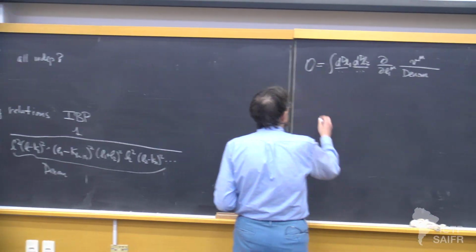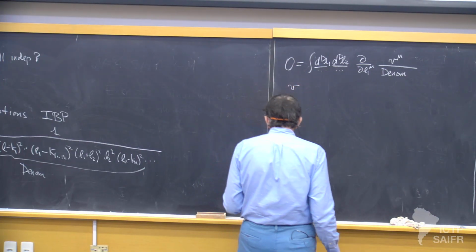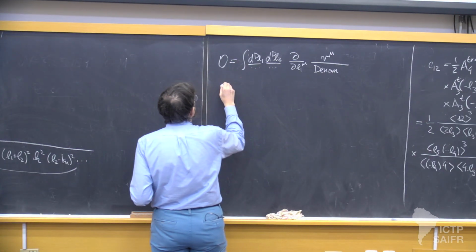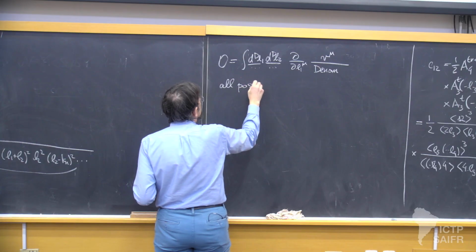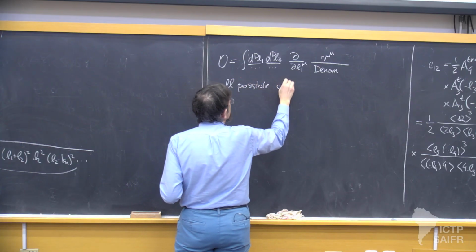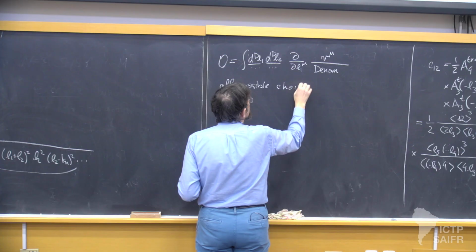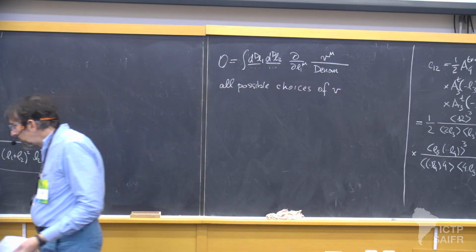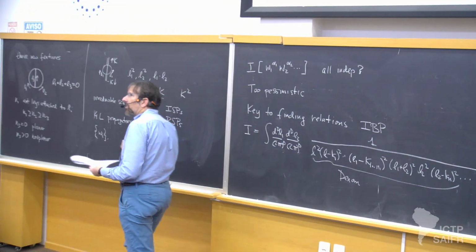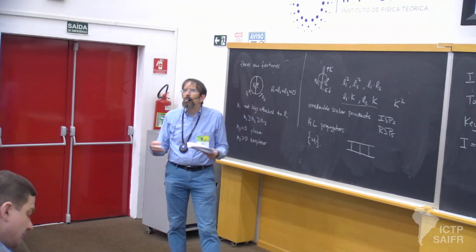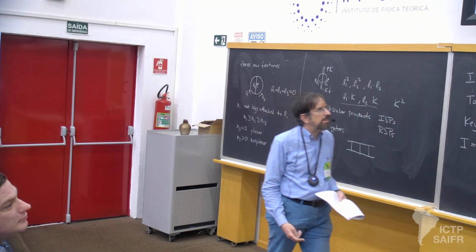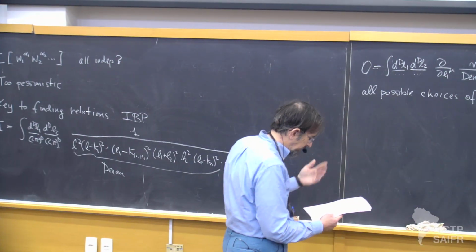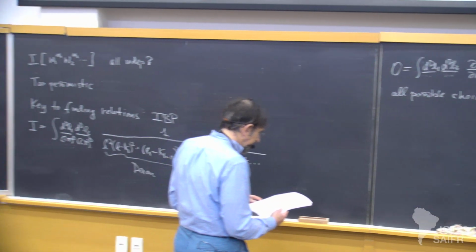And the basic idea is a kind of brute force one, that we take all possible choices of V, so V here could be a loop momentum, it could be an external momentum, and then you take this whole huge set of equations and you solve them, and that will eliminate all the extra linear relations, and will give you the set of basis or master integrals, in this case at 2 loops.